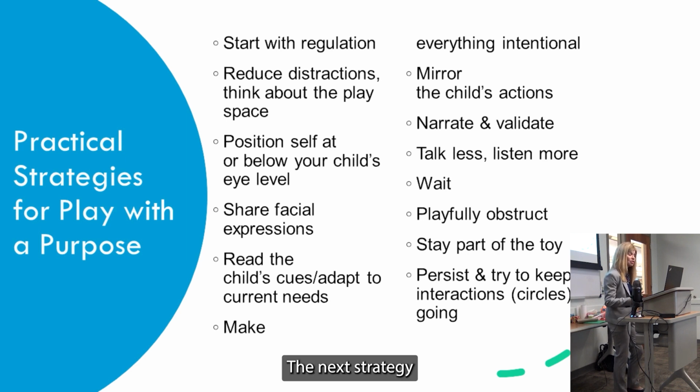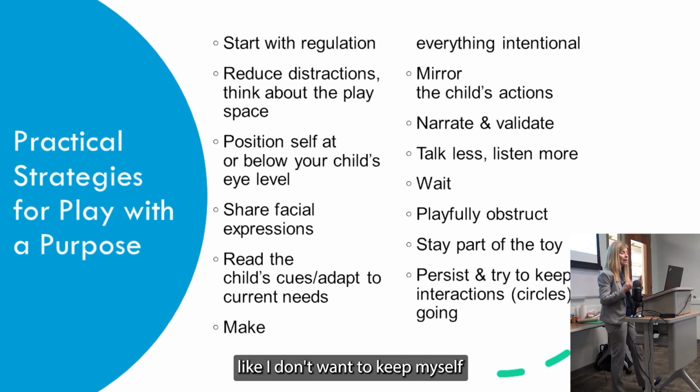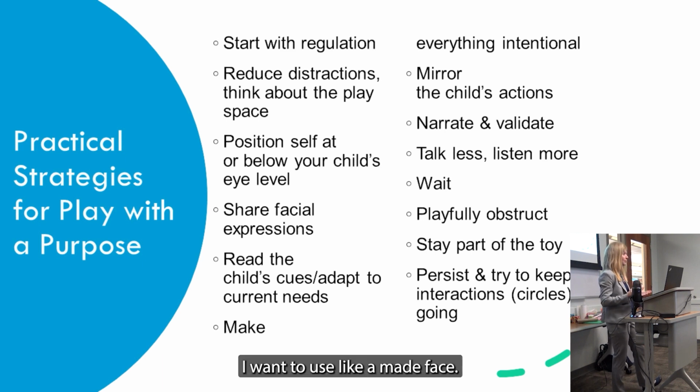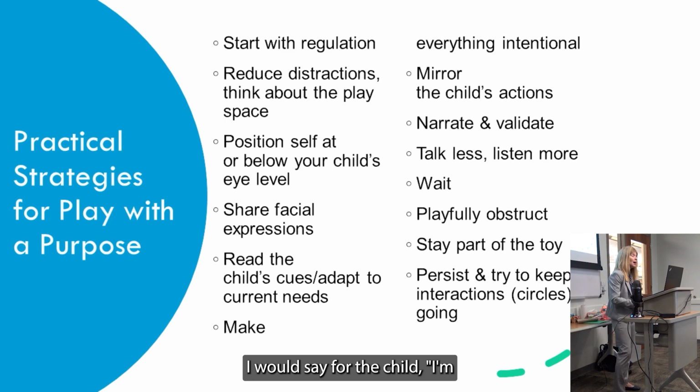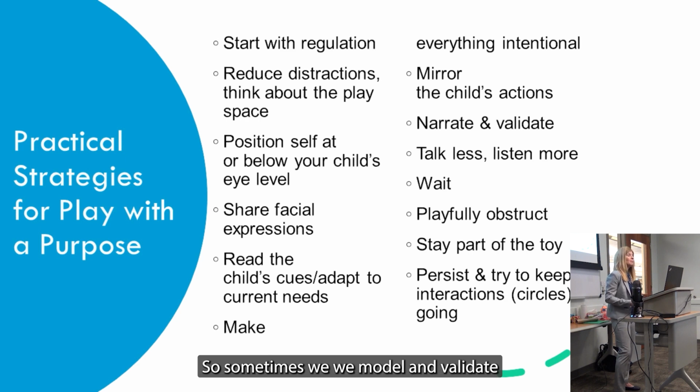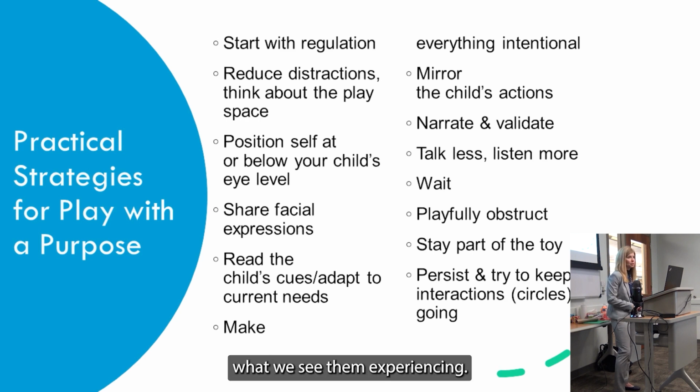The next strategy would be to position yourself at or below the child's eye level. I want to share facial expressions. I don't want to keep myself to just one affect or one facial expression. I want to use a range of facial expressions. So if I'm mad, I want to use a mad face. And if the child looks mad and I'm being that child's voice, I would say for the child, "I'm mad," and I would put some oomph into it, because many of the children and youth aren't able to express themselves, so sometimes we model and validate what we see them experiencing.